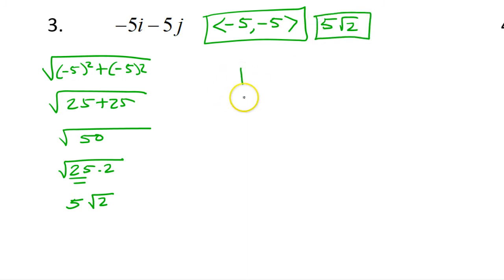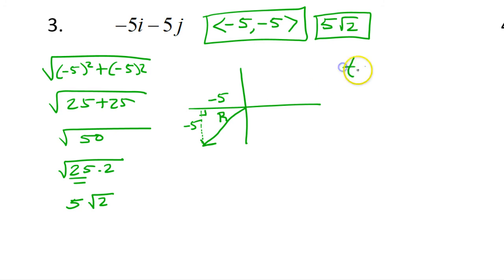Now for the direction. This vector goes left 5 and down 5. So that puts us in the third quadrant. We will need to start by finding the reference angle. So left 5 and down 5. We can find this reference angle using tangent. The tangent of the reference angle will equal 5 over 5. I'm ignoring the negative signs. That means the tangent is equal to 1.